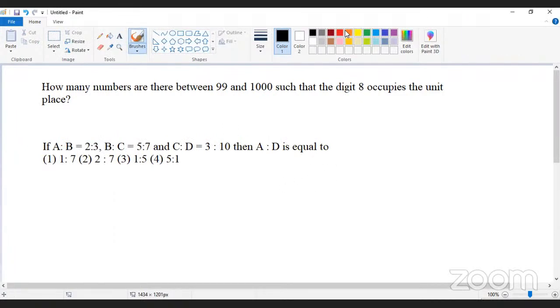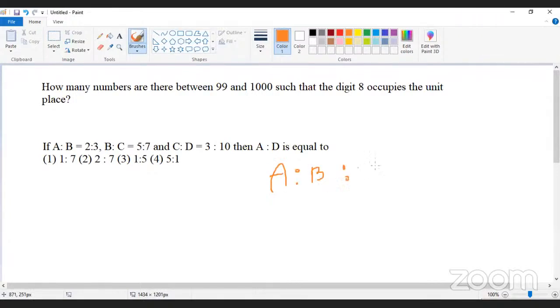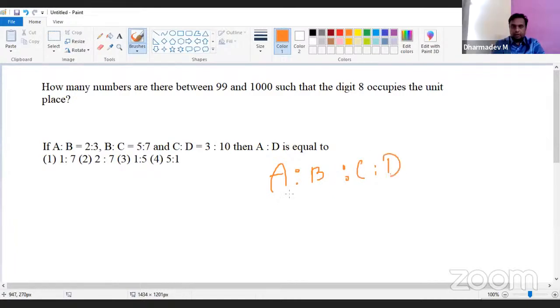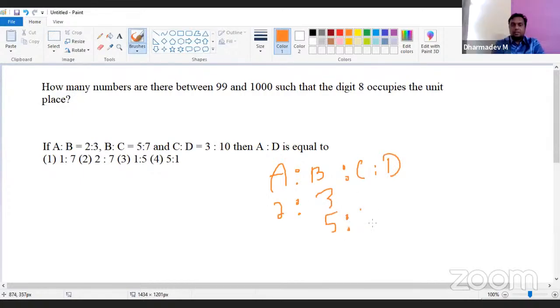So if it is A is to B, and next B is to C, and again comparison between C is to D. A and B compared, that is 2 is to 3. B and C compared, that is 5 is to 7. C is to D compared, that is 3 is to 10. So are the C values common?